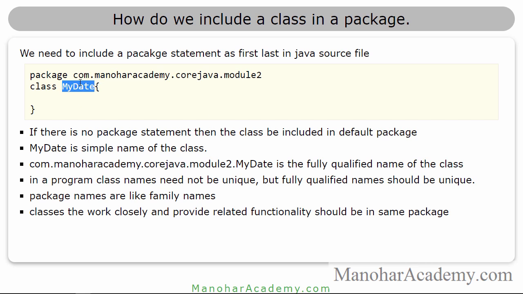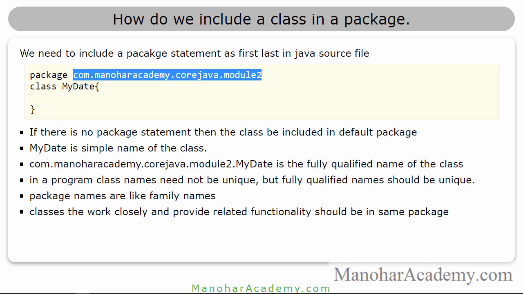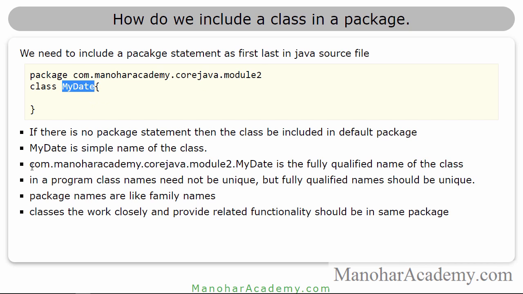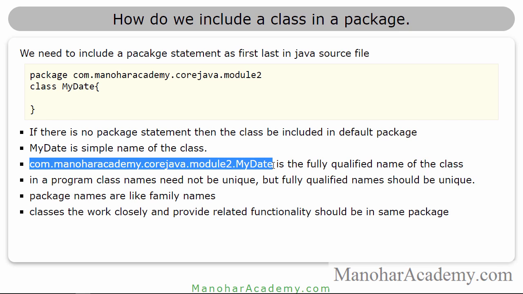Here you can see MyDate is the simple name for the class, but the package name appended with the class name, that is com.manoharacademy.corejava.module2.MyDate, is the fully qualified name of the class. This fully qualified name should be unique when I am integrating the code. There may be 1,000 classes that I am integrating, or 1,000 classes in the software program, but this name should be unique.